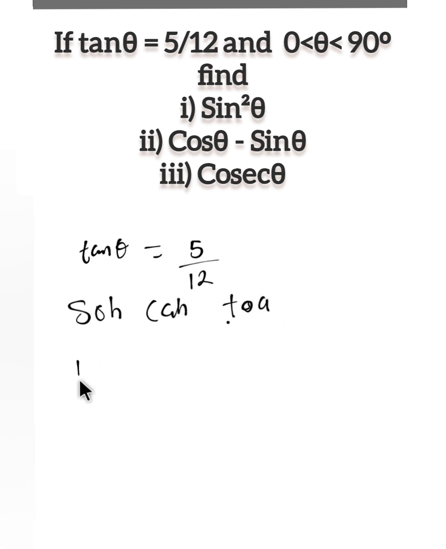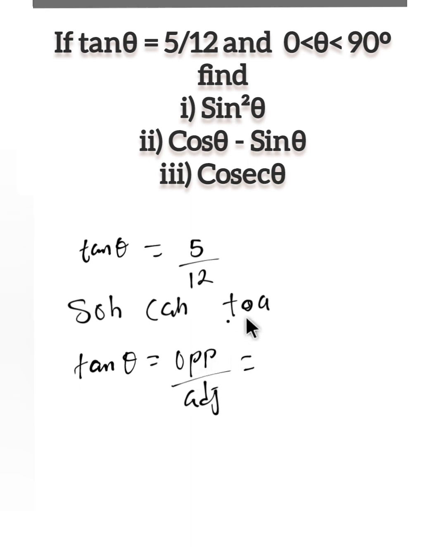Tan theta is equal to opposite over adjacent. Where is the opposite? Tan theta is 5 over 12, so this implies that opposite is 5 and adjacent is 12. So let's input this information into the triangle.